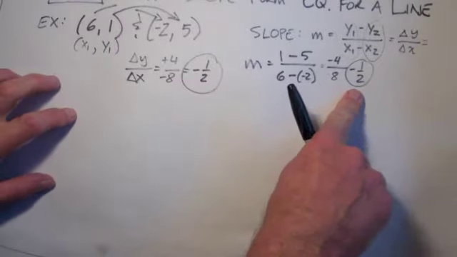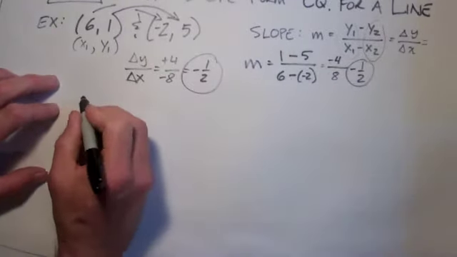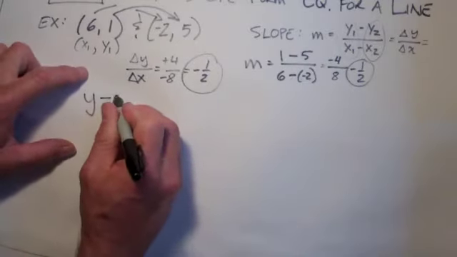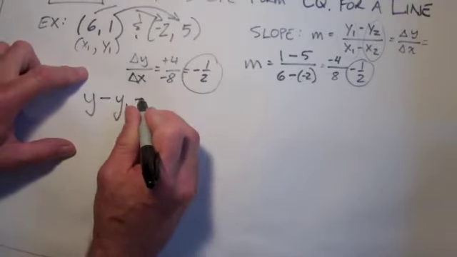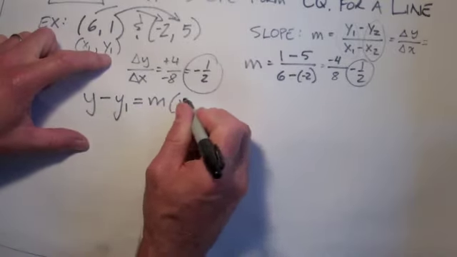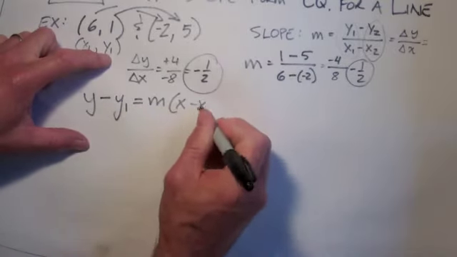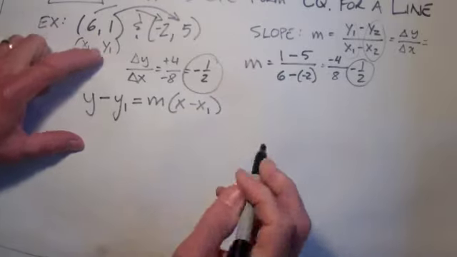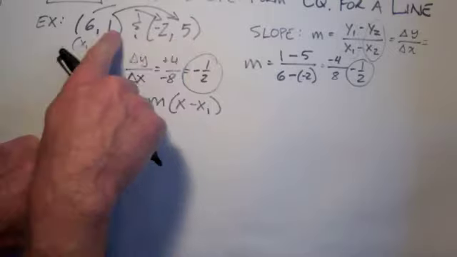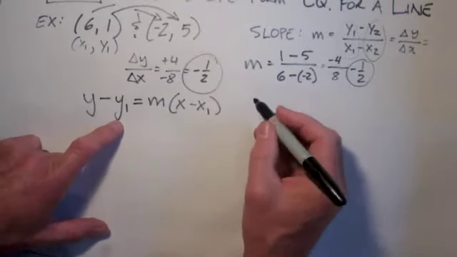Then I just put it into point-slope form, which is this, which is the variable y minus one of the points. Let's just call it y1. That's going to be equal to the slope m times x, the variable, minus a particular point, let's call it x1. Again, I could put in any point. I'm going to choose the one that doesn't have negative signs because I think I make fewer mistakes that way.